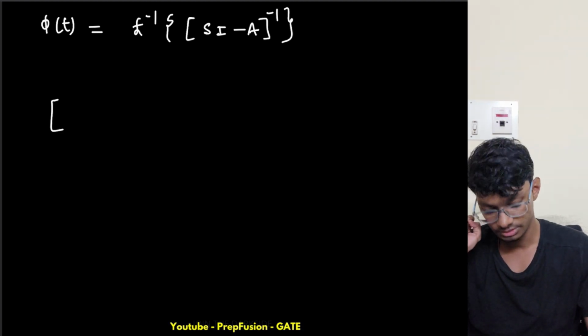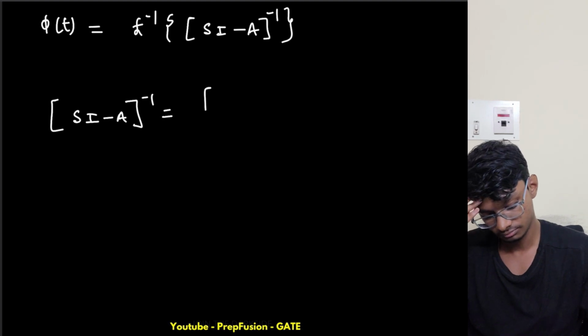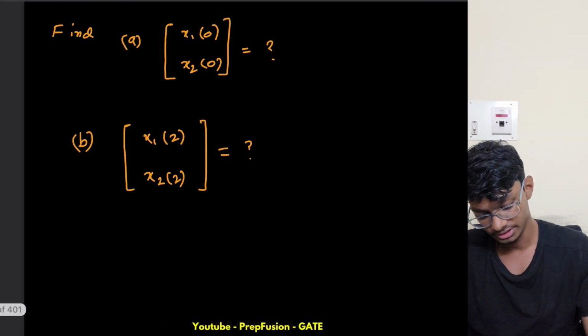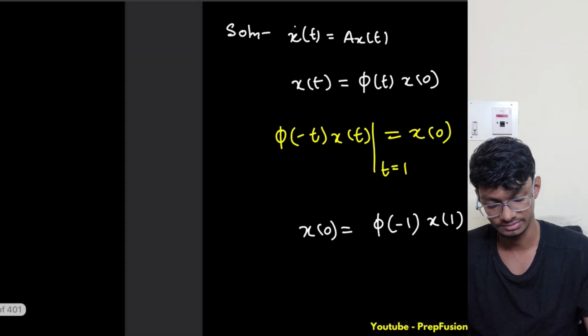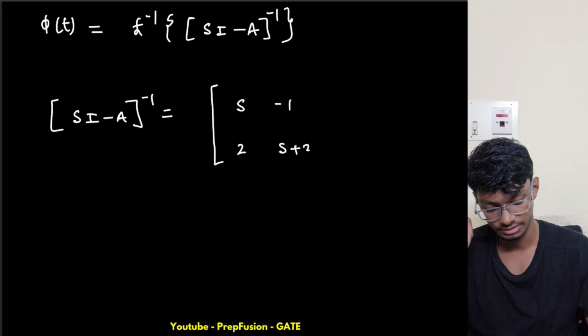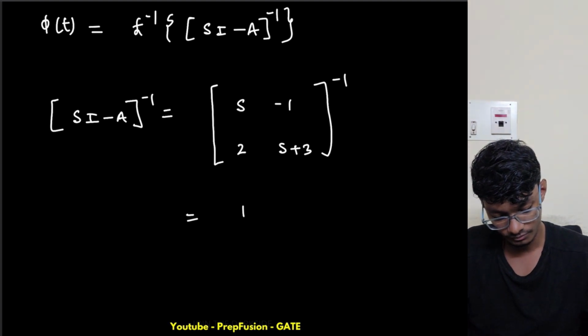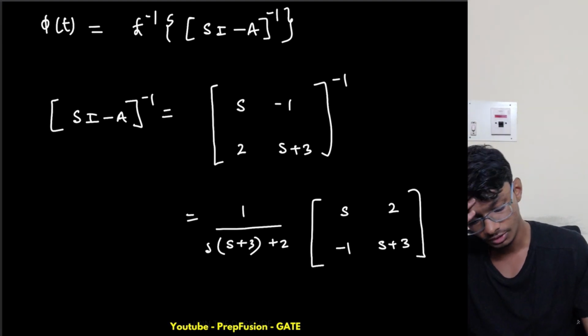So this is (sI minus A) inverse. What is this? This is s minus 0, then 0 minus 1, so this becomes minus 1, and again 0 minus 2, so this becomes 2, and s minus 3 becomes s plus 3, and we have to find the inverse of this. So again this becomes s plus 3 into s plus 2, and 2 minus 1 s plus 3.